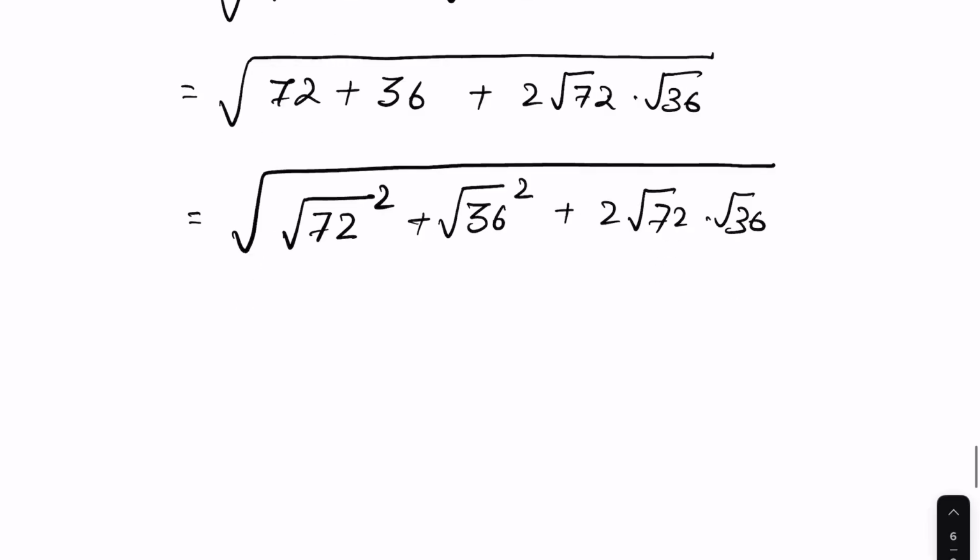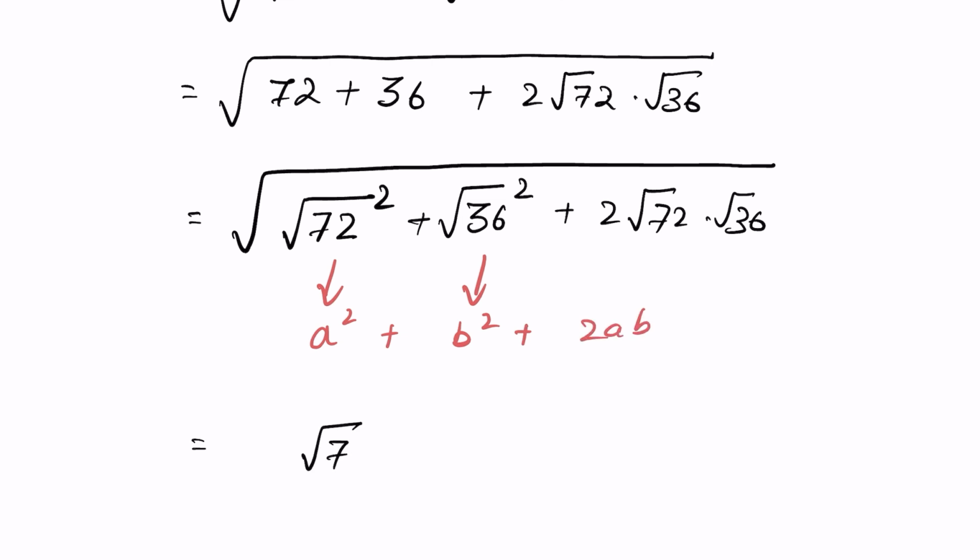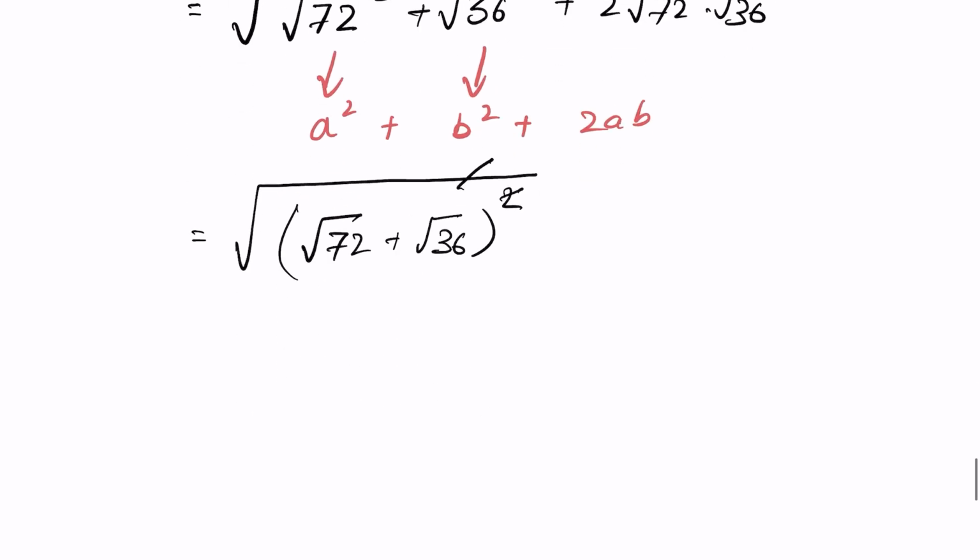Now if square root of 72 is a and square root of 36 is b, then it is in the form of a square plus b square plus 2ab. So we can write it as square root of 72 plus square root of 36 whole square under square root. Now we can remove this square root with this square. So this is equal to square root of 72 plus square root of 36.